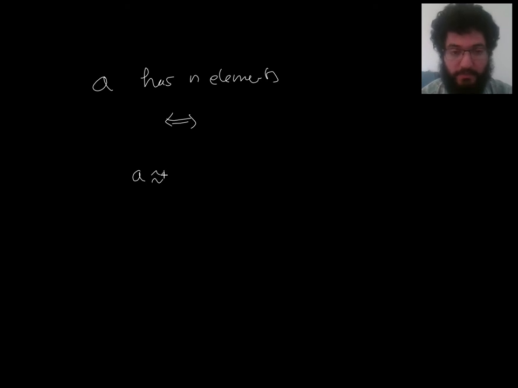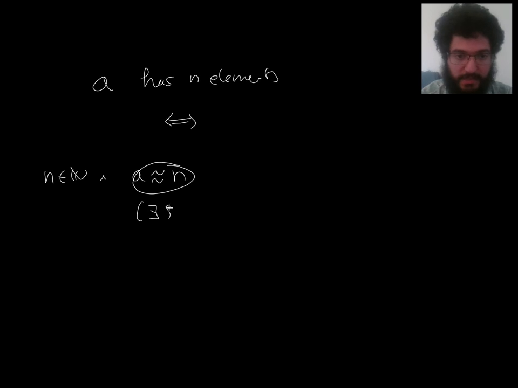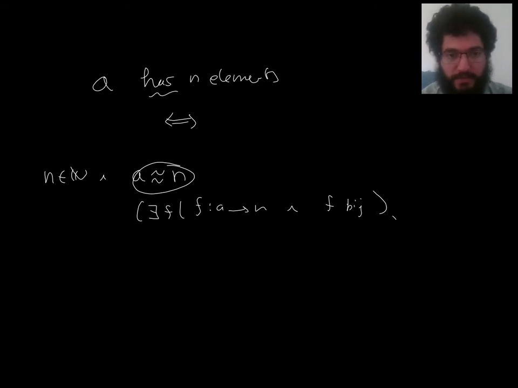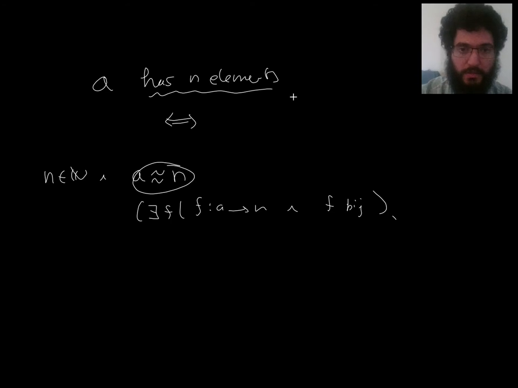So by now we've defined this idea of having n elements, where a set A has n elements if and only if there exists a bijection between A and n, and n is a natural number. So this part says there exists f mapping A to n, which is a bijection. So we've defined this idea, having n elements, or having cardinality equal to the cardinality of n.